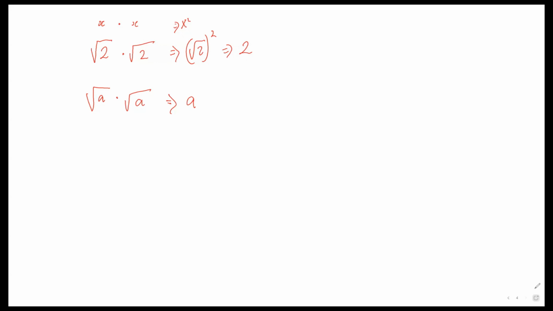Now, let's look at the next example. Let's say you have something like, I don't know, say 2 root 4 times, let's see, 3 root 9. What would this be equal to? How would you work something like that? Well, okay.